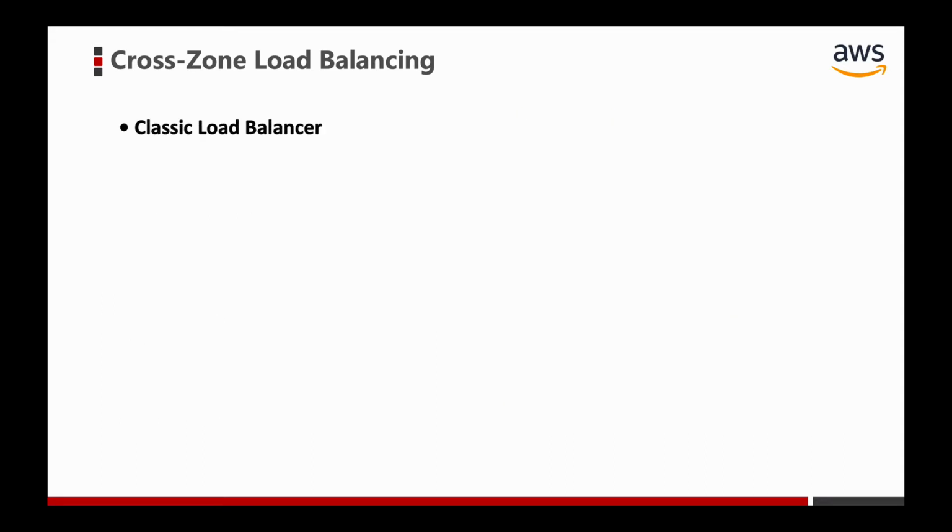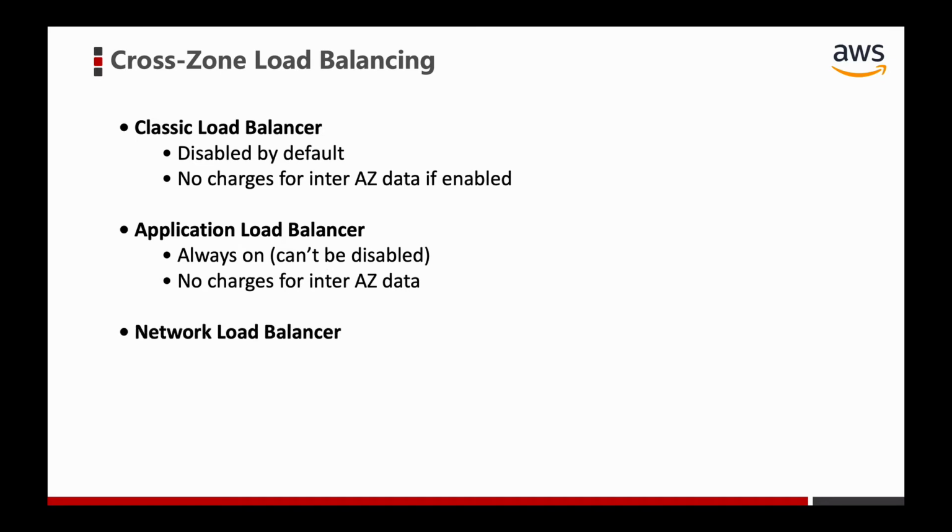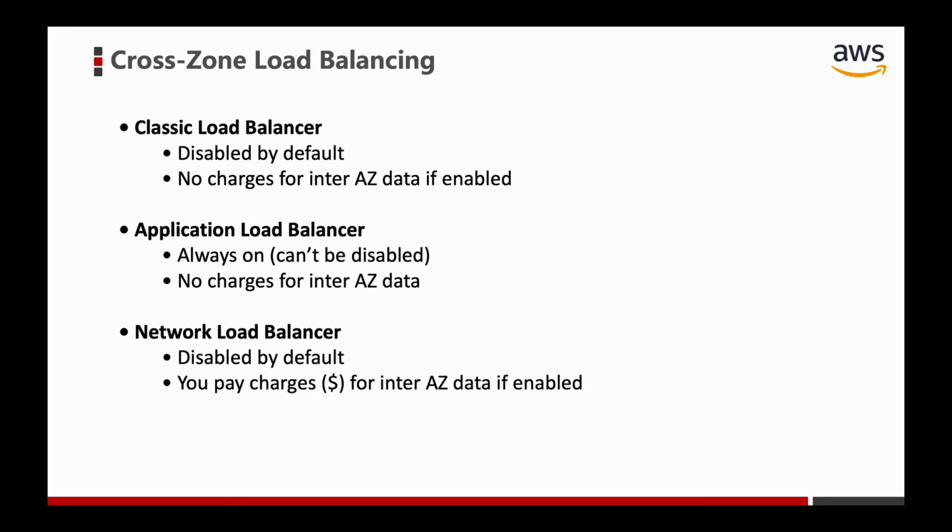Okay, so next, let's talk about cross-zone load balancing in each load balancer. For classic load balancer, cross-zone load balancing is disabled by default. No charges for inter-AZ data if enabled. For application load balancer, cross-zone load balancing is always on and cannot be disabled. No charges for inter-AZ data. But for the network load balancer, it's disabled by default, but if you enable it, you will pay charges for inter-AZ data. So this is really important.